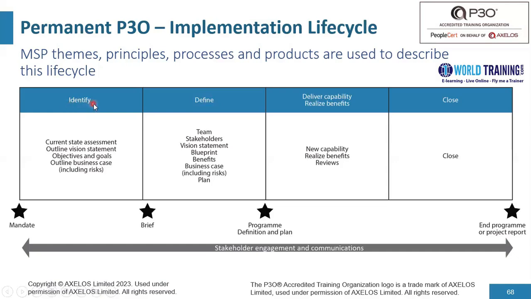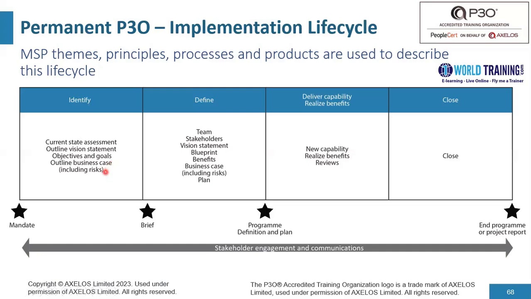So as a part of the identification phase, we begin our journey by doing a current state assessment. In other words, what are our existing capabilities? What are the problem areas? Where do we stand as of today? And then what is our vision? Where is it that we would like to be? We would like to create an outline vision statement. What are our investment objectives? What are our investment goals? And we could create a very indicative business case, a very high-level business case, including some high-level risks.